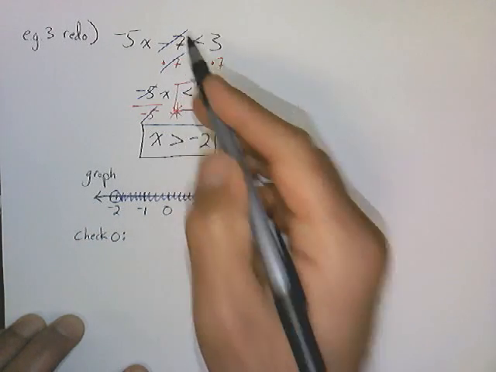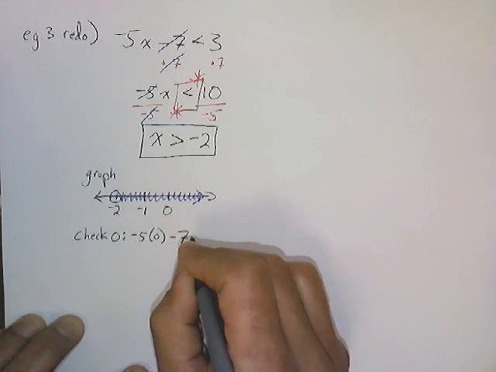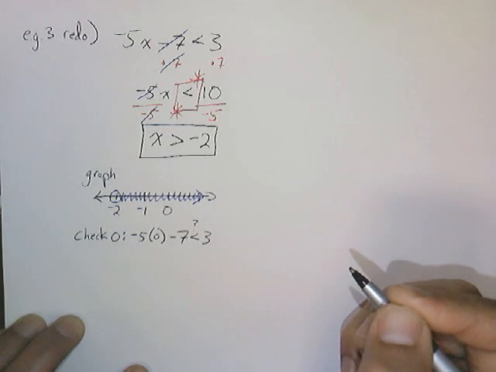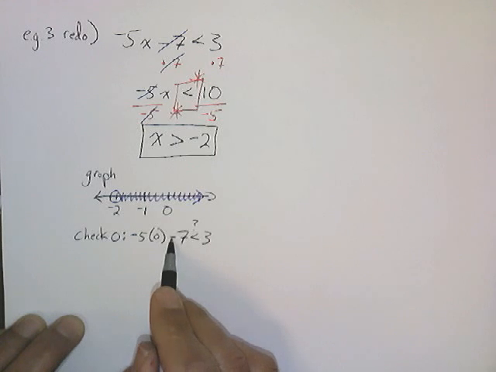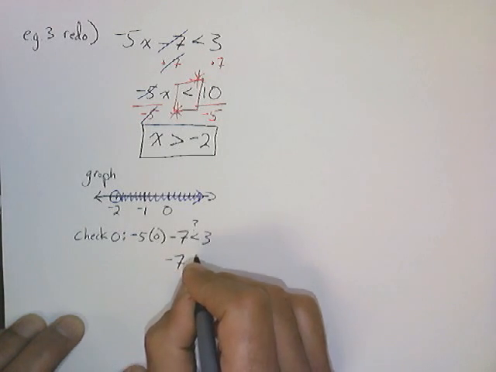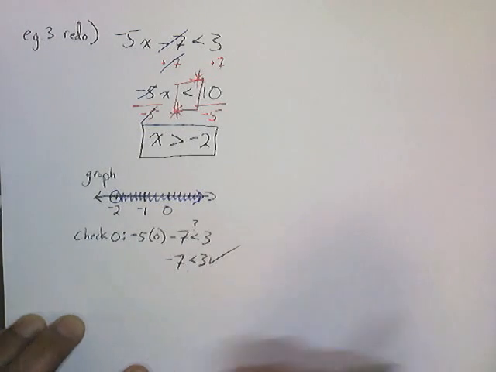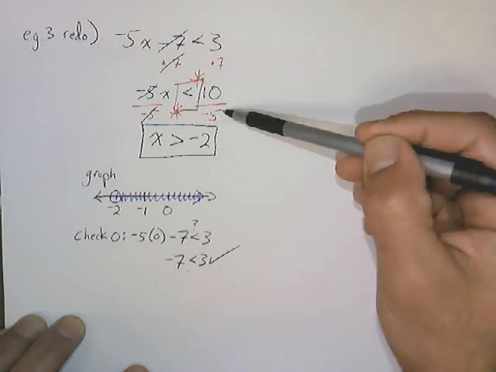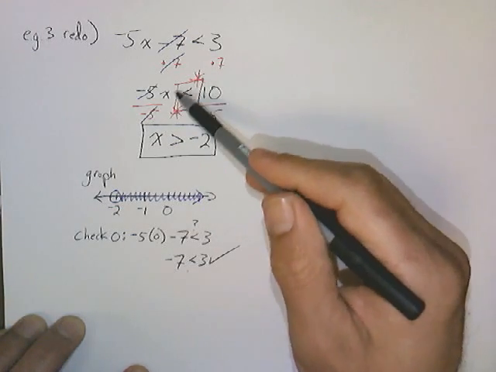Plug that back into our original inequality. Negative 5 times 0 minus 7. Is that actually less than 3? Well, let's see here. Negative 5 times 0 is 0. Minus 7 is negative 7. And negative 7 is most definitely to the left of 3. Totally fine. Just always remember, if you're going to multiply or divide both sides of an inequality by a negative number, you have to flip the inequality.